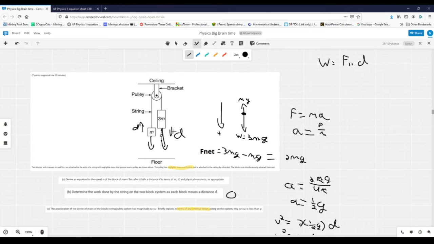But how does that make it less than g? Why wouldn't it be 0? Is it just because the masses are different? Like they have different masses for each block? Correct. Imagine if this one was 3m. If they were both 3m, the acceleration would be exactly 0, for the same reason, because the two gravitational forces are opposing each other. The question only asks why it is less than g, so you didn't need to specify between 0 and just less than g.